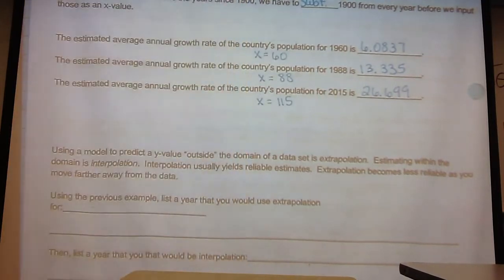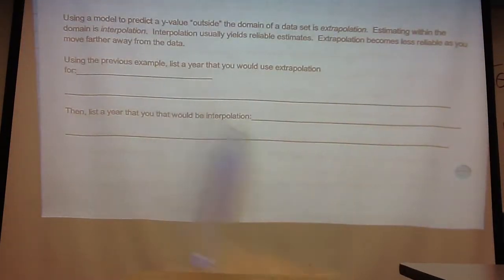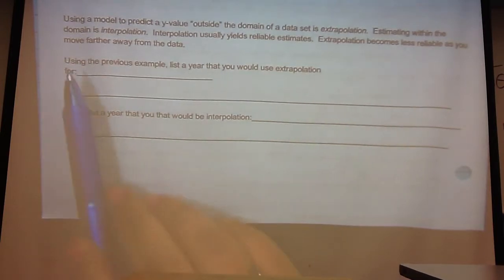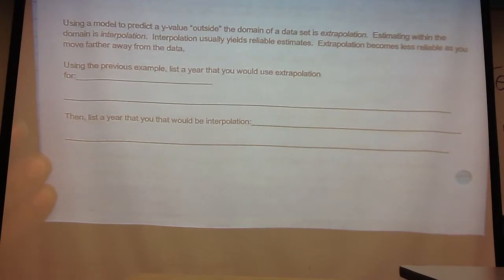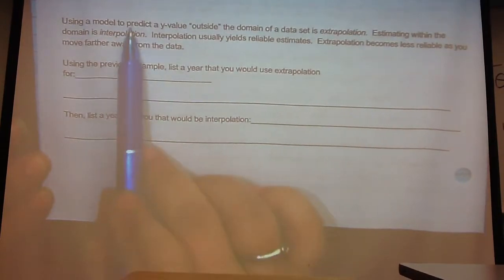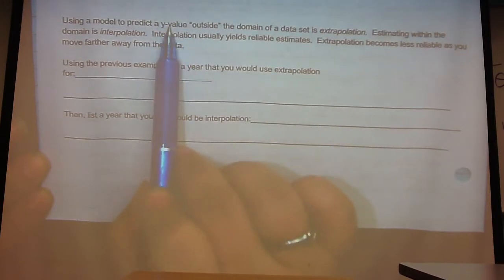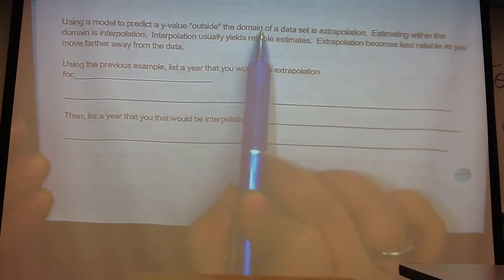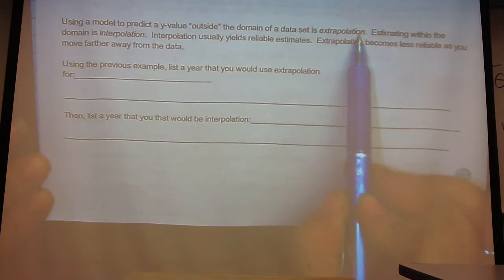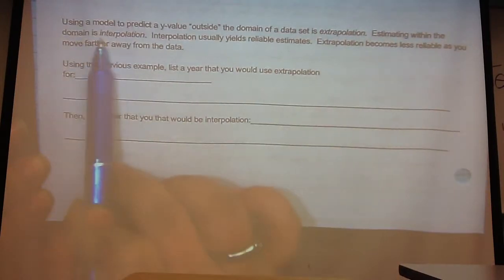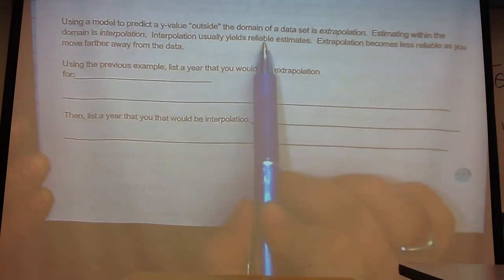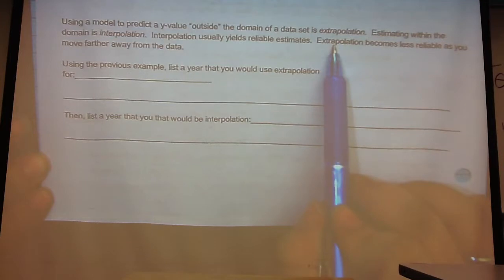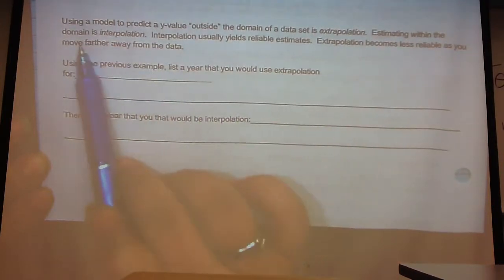Okay? Alright, last thing we have to talk about, because here's some vocab words that Math Excel is going to ask you about. When you have a model like this one, the one we were just doing was predicting growth rate. When you have a model and you are predicting y values outside the domain, that's called extrapolation. Estimating within the domain is called interpolation. Interpolation is going to be reliable. Extrapolation becomes less reliable as you move away from the data.